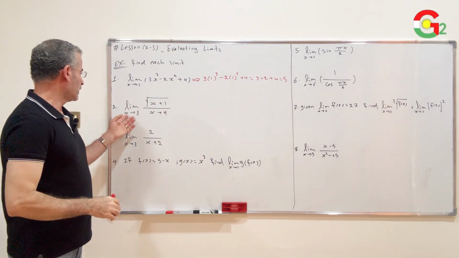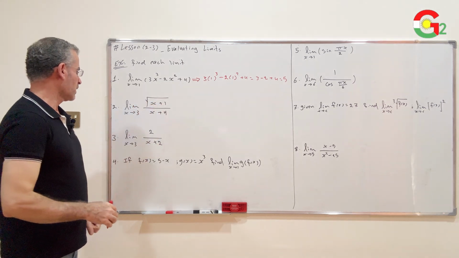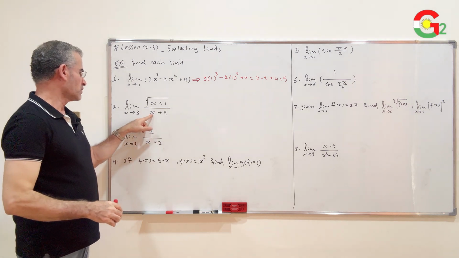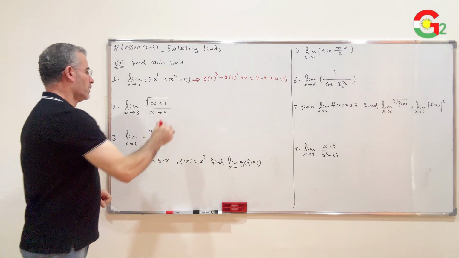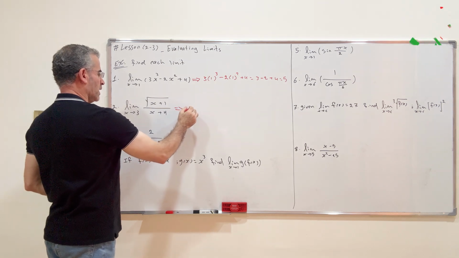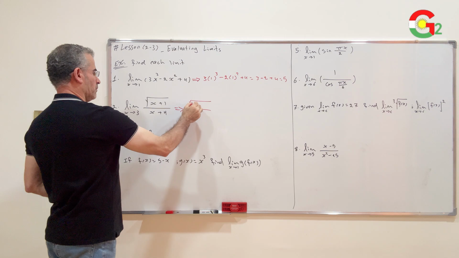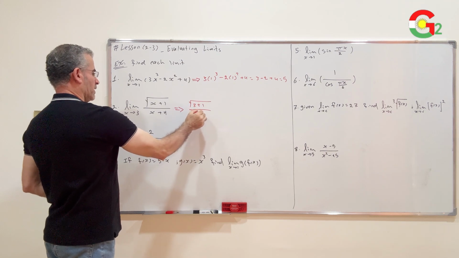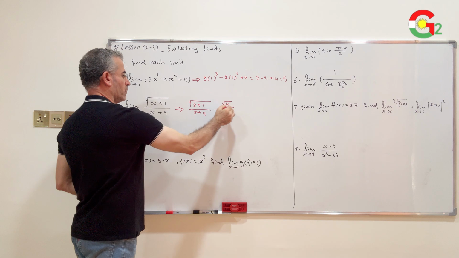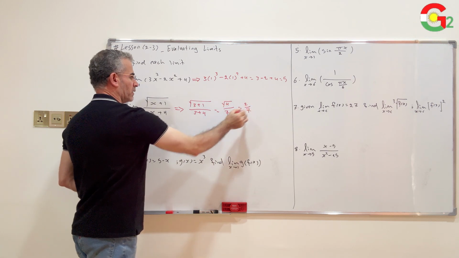Number 2, limit of square root of x plus 1 over x plus 4. Since the denominator when substituting x with 3 is not equal to 0, I directly substitute every x with 3. The answer is square root of 3 plus 1 over 3 plus 4, equals square root of 4 over 7, equals 2 over 7.